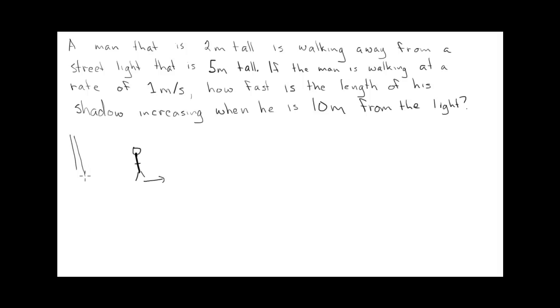So here's our street light. Just one of those. Street light looks nice. So there's the ground. Man's walking away. He's 2 meters. The street light is 5 meters, maybe not quite to scale. That's okay. His speed is 1 meter per second, and we were asked how fast is the length of his shadow increasing when he is 10 meters from the light.